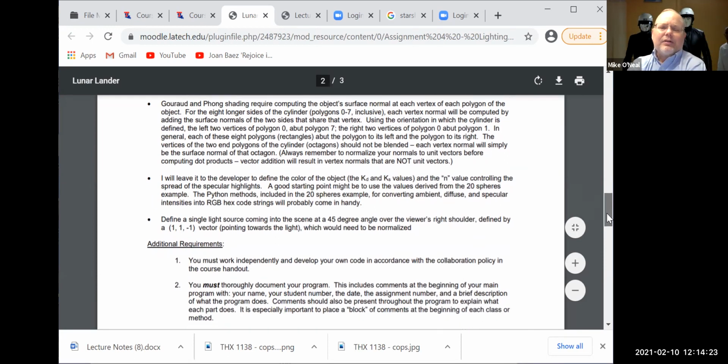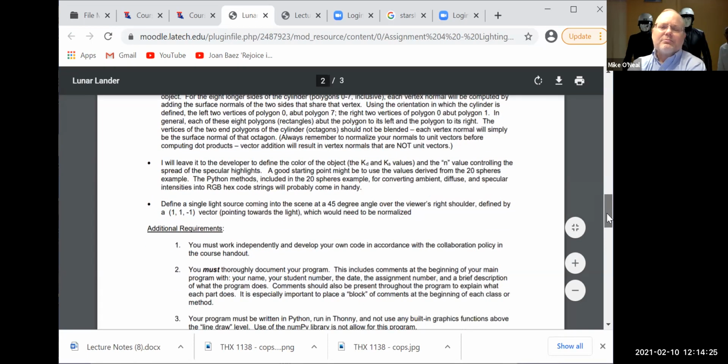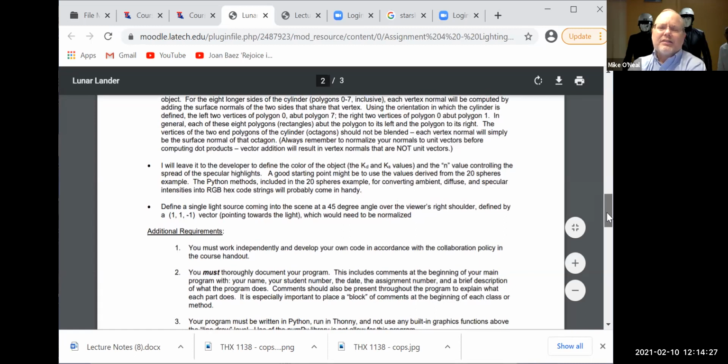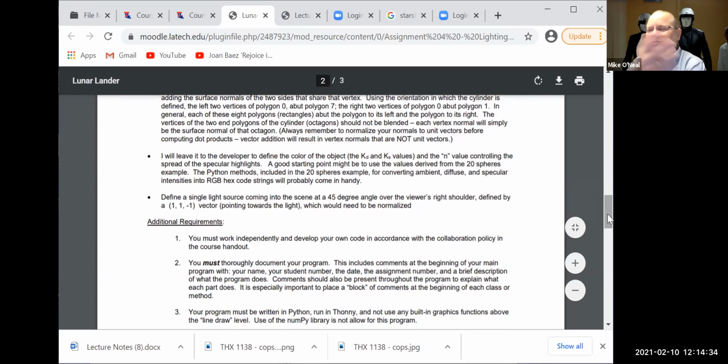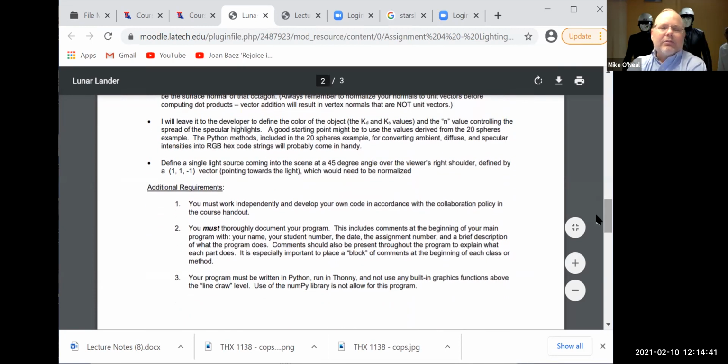I'll leave it to the developer to come up with the constant of diffuse reflectivity, the constant of specular reflectivity, the spec index, etc. But use the values that I gave you in the 20 spheres example. That's what I did when I ran mine. Remember, the light source is coming in at a 45-degree angle over the user's right shoulder. So in our left-handed system, that would be 1, 1, minus 1. Note that 1, 1, minus 1 is not a unit vector. You would need to normalize it.